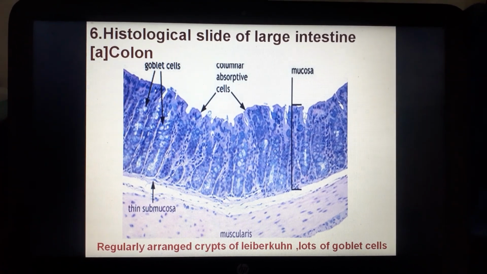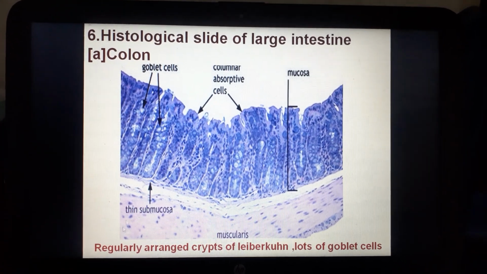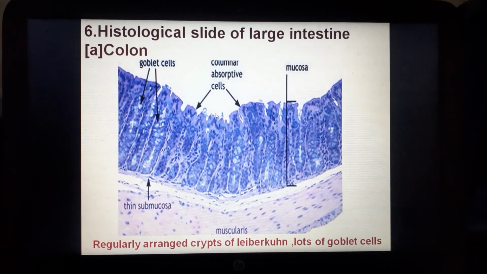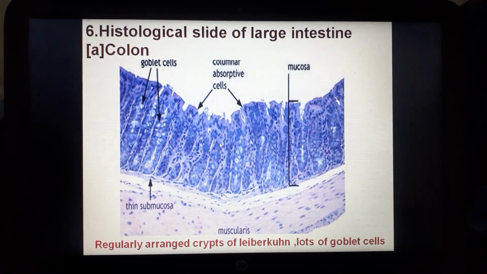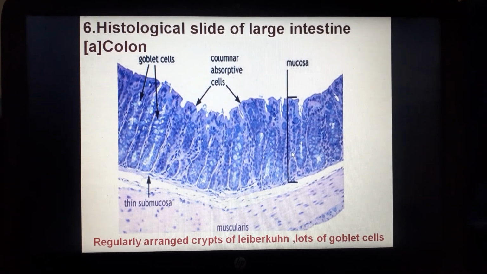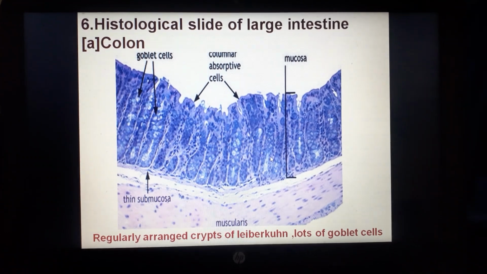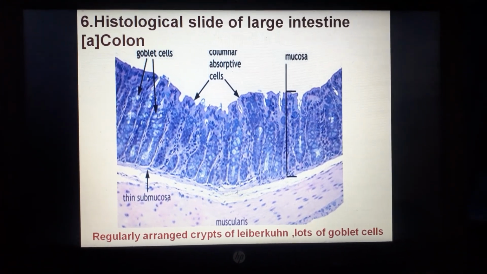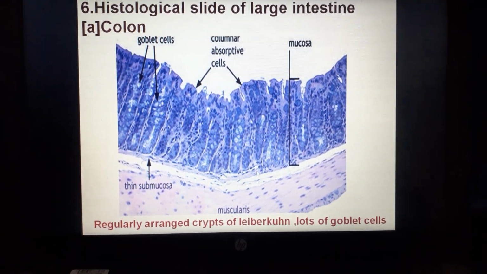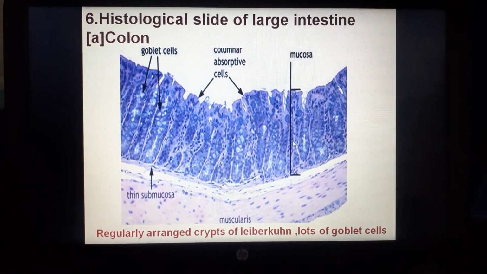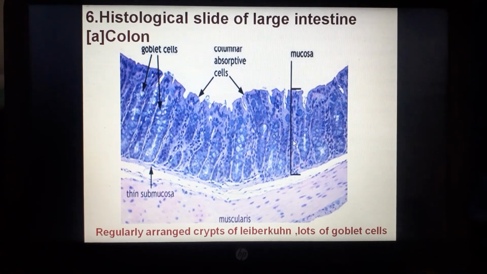Histological slide of large intestine. Here also there is no villi, only macrovilli, but the regular arrangement of crypts of Lieberkühn gives the resemblance of villi. Okay, so this is villi-like. Regularly arranged crypts of Lieberkühn, and lots of goblet cells. These are the diagnostic points of histological slide of large intestine.